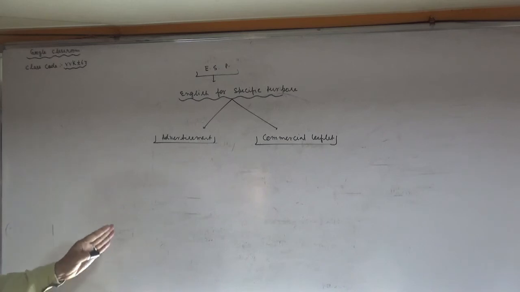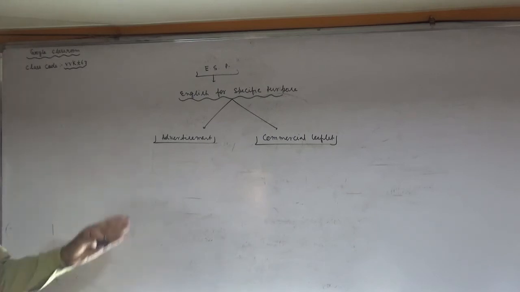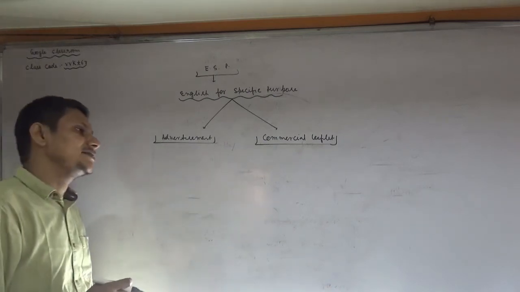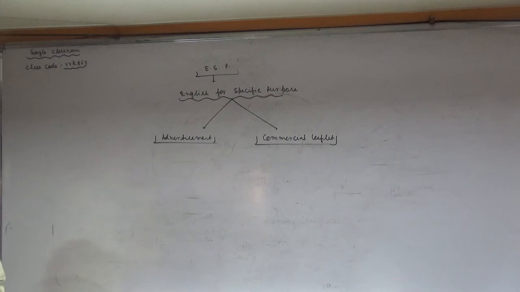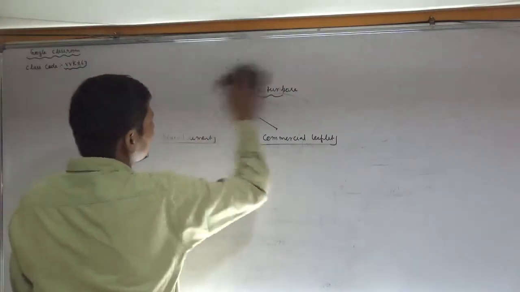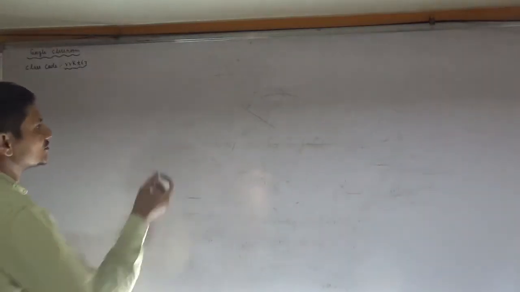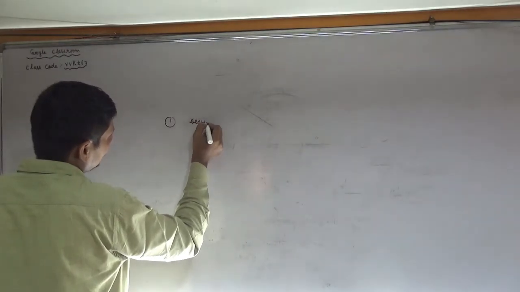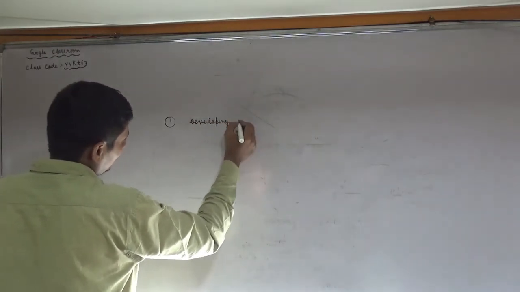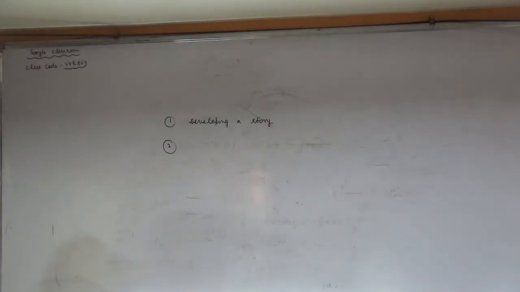After that, I have completed the details of prose section, poetry section, rapid reader section, language section. Next, come to the project part. Project part consists of 20 marks, and the topics for the project are, first one is developing a story. Second one is dramatizing a story.